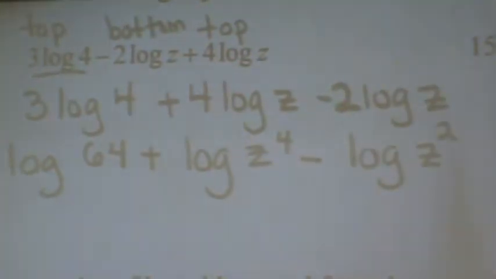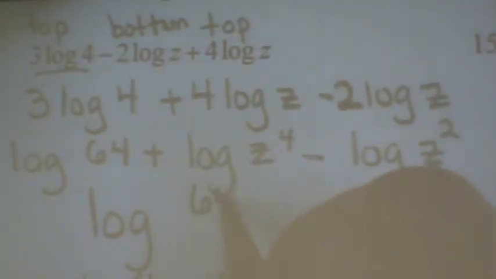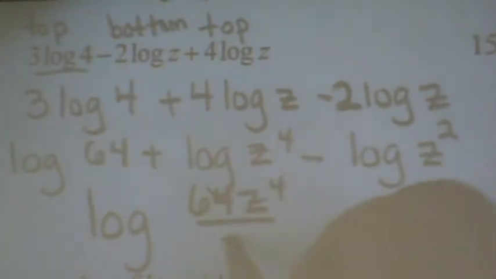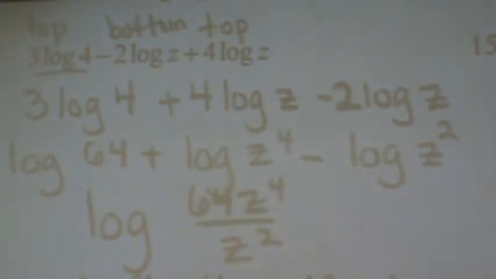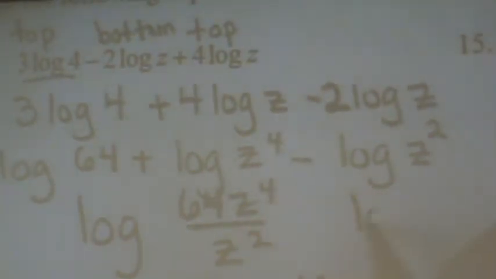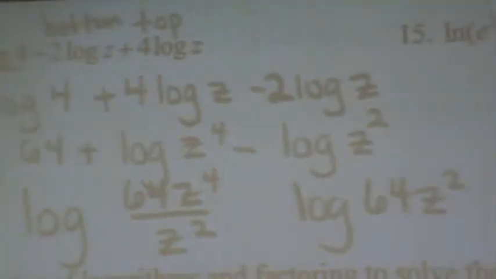This would be the log of, what's 4 cubed? 64. Yep. And then this is gonna be log of z to the 4th, and this is gonna be log of z squared. Now bring them together. This is a plus sign, so we're going to multiply on top. 64 z to the 4th over z squared. What cancels? A couple of the z's. So your best answer is the log of 64 z squared. You get this?